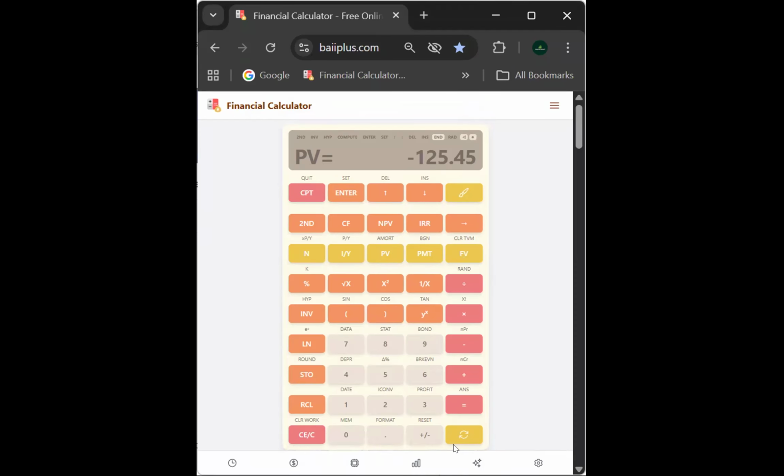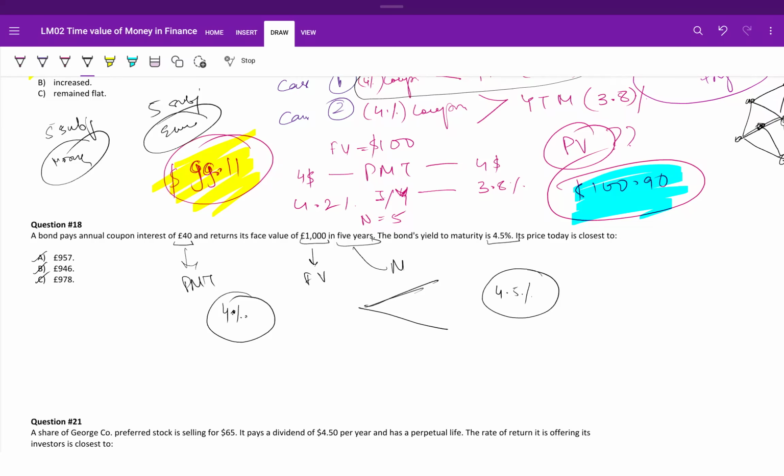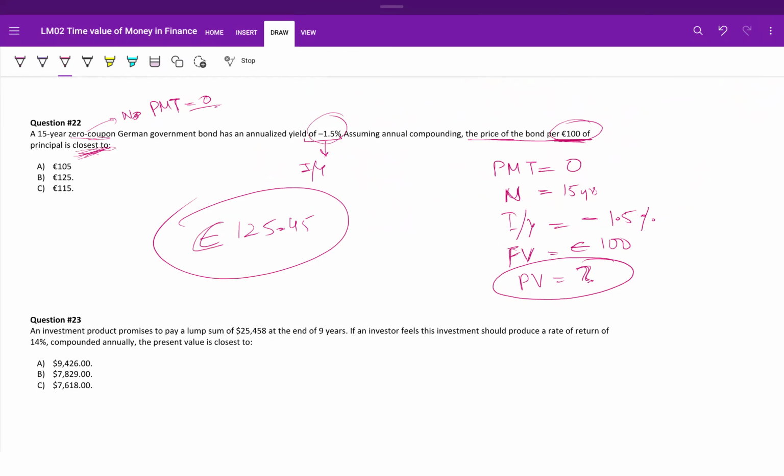This refresh button is not available in the calculators. So what I'm doing is refreshing the calculator every time I do any calculation, so that it clears everything out. The process we are going to follow is press second, then clear work. Okay, so back to the screen. So the answer is 125.45. So 125 is the best fit for us.